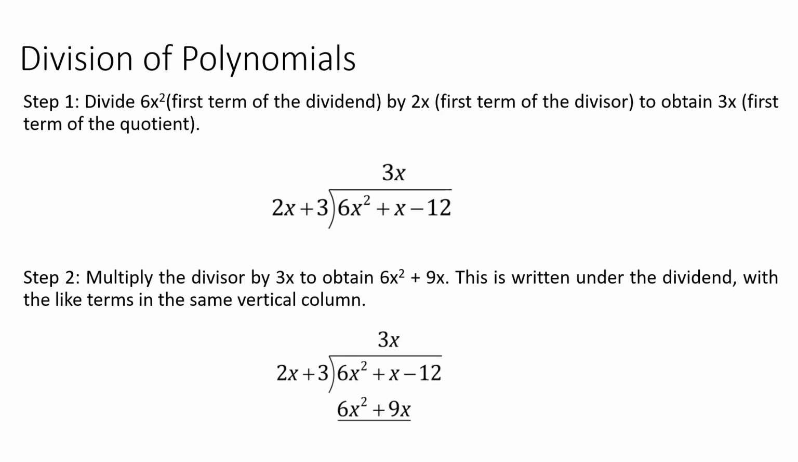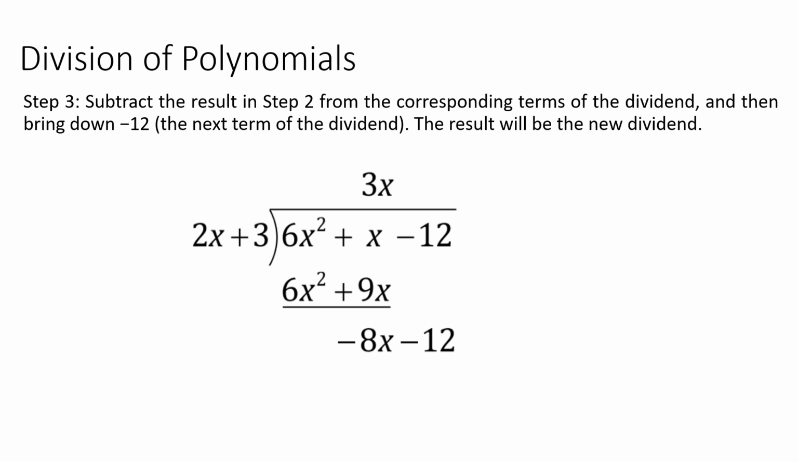Next, divide 6x squared, which is the first term of your dividend, by 2x, which is the first term of your divisor. This will give you an answer of 3x, which is the first term of our quotient. After that, multiply the divisor by the 3x that we obtained. 6x squared plus 9x will be the product when you multiply 3x by 2x plus 3. It will be written under the dividend with the like terms in the same vertical column. So 3x times 2x is 6x squared, and 3x times 3 is 9x.